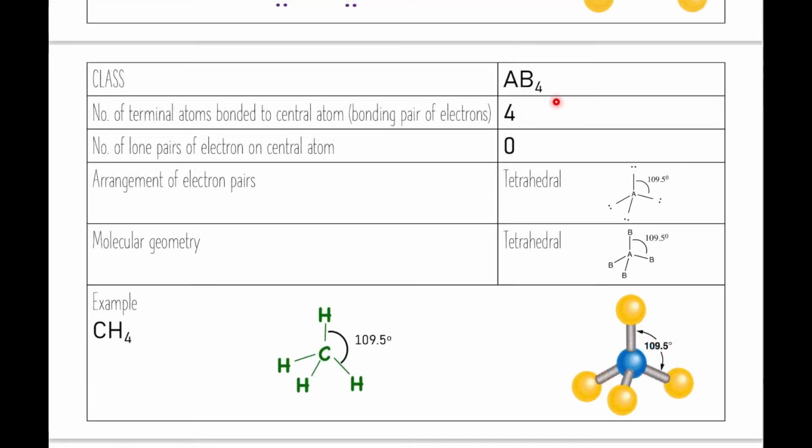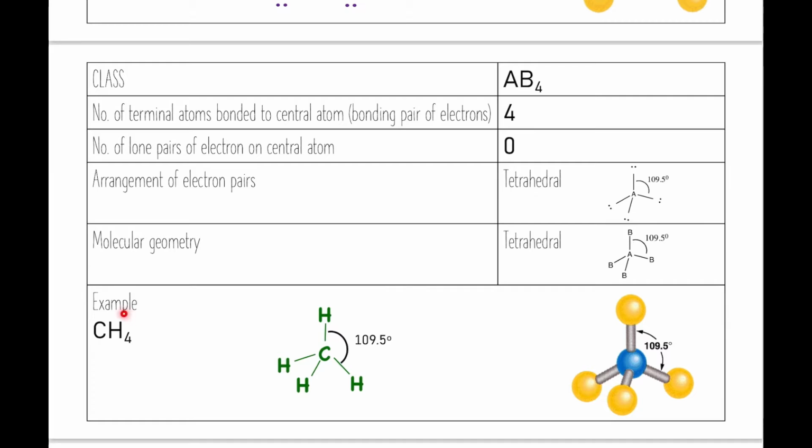AB4 with 4 bonding pairs and no lone pair at the central atom. The 4 bonding pairs will arrange themselves around the central atom in a tetrahedral fashion. Therefore, the molecular geometry for this class is tetrahedral with 109.5 degree bond angle.